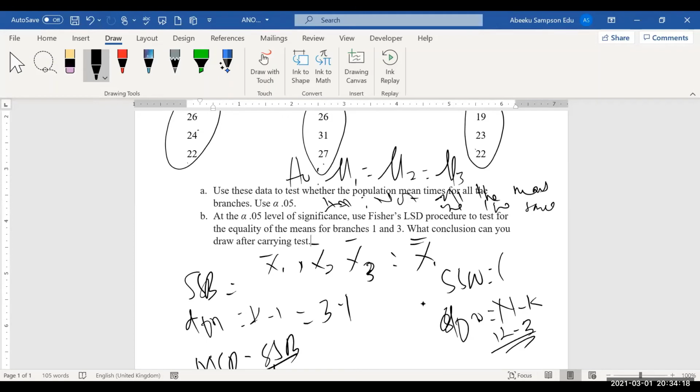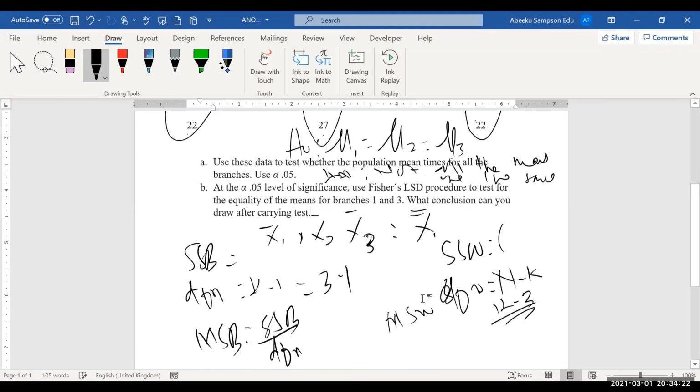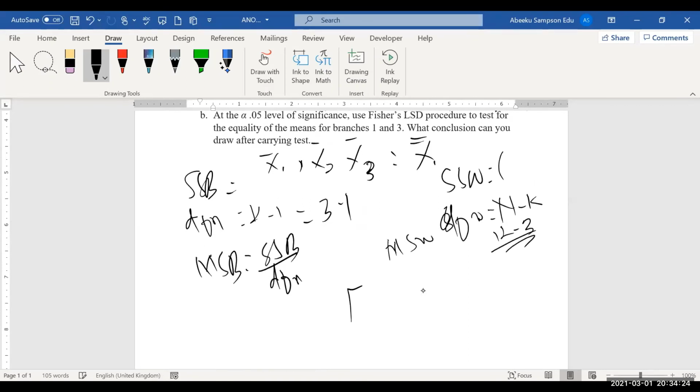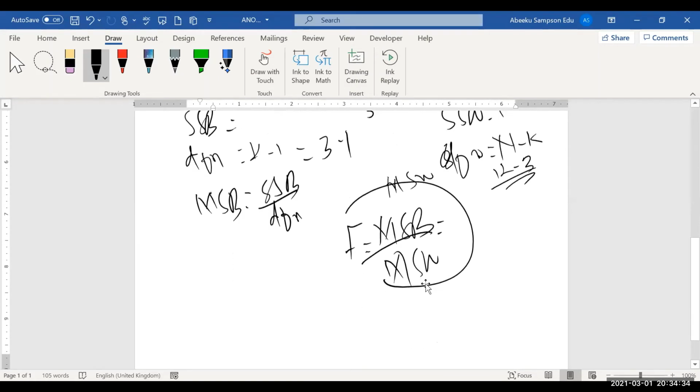When you finish, you find MSW. After you find MSW, then you go further to find the F computed, which is MSB divided by MSW. Once you find this, go further and find the F critical.